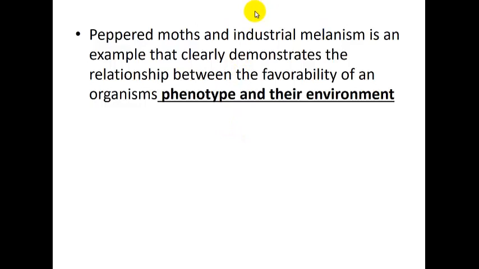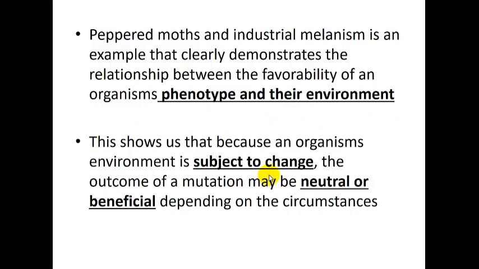This is just one example, and an example, by the way, that's obvious to the people who studied it based upon the outcomes that they showed here. It clearly demonstrates that there's a relationship between the favorability of a particular phenotype and the particular environment that they're in at that given moment. It also shows us that because an organism's environment is subject to change, the outcome of mutation may be neutral or beneficial, depending on the circumstances.